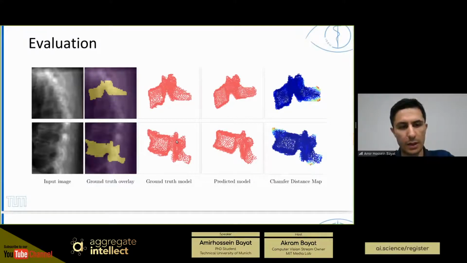But usually for biomechanical analysis, that's the application of this work later on, the vertebral bodies are more important. And as you see in here, the vertebral bodies are reconstructed better.